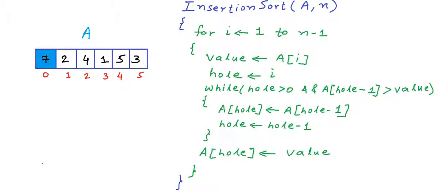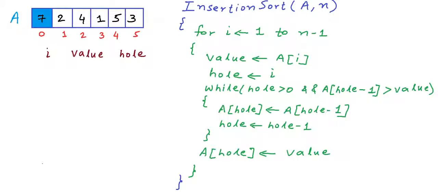I'll quickly walk you through this particular code and show a simulation with this particular example. So we are running this code with this particular array. We will start with i equal to 1, so value will be 2 and hole will be index 1. And now we come to the while loop. Hole is not 0, so we can be sure that there is an element before it, and we can access the element at index hole minus 1. Hole minus 1 is 0, and the element there is 7, which is greater than the value 2.